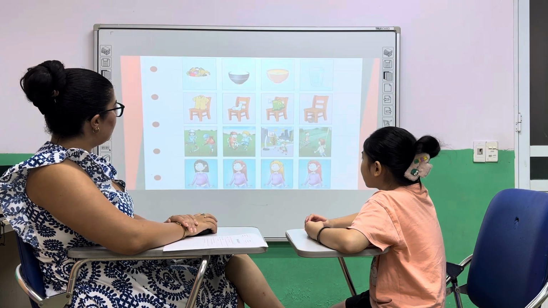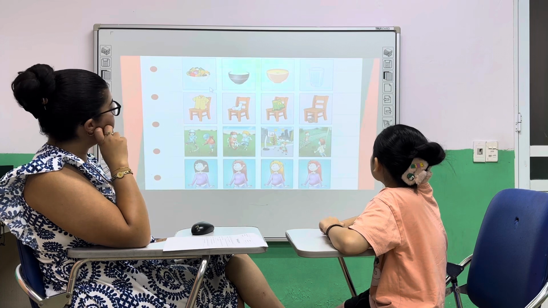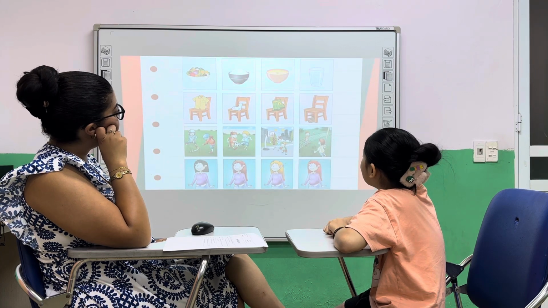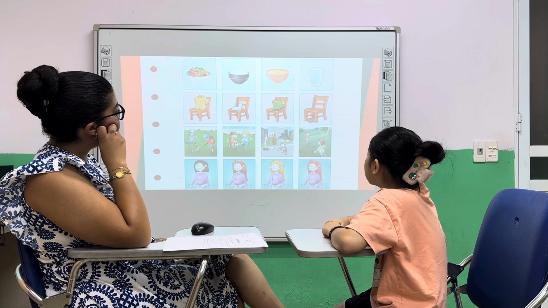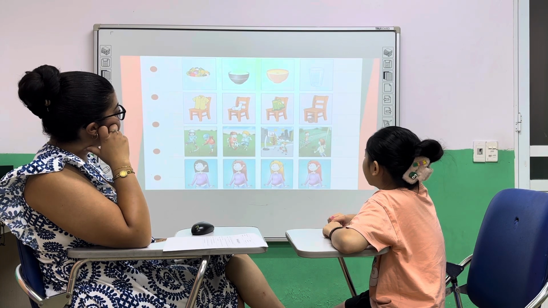Okay. Now, part 4, can you find the odd one out? Picture 4 is different because a salad, a soup, or a food, but the water is drink.